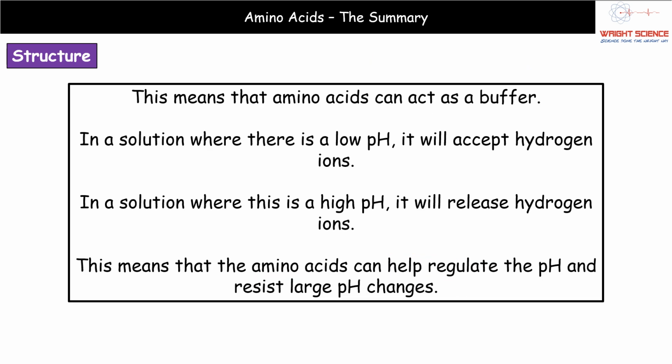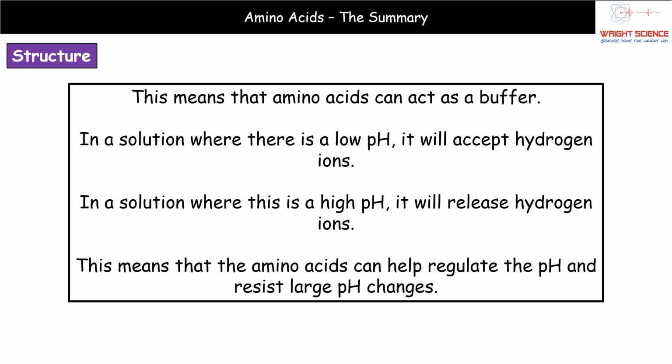The reason that that is important is because if we've got a chemical that is capable of both accepting and donating hydrogen ions, it can act as this substance called a buffer. Now, buffers basically are things that are able to keep the pH pretty much constant.